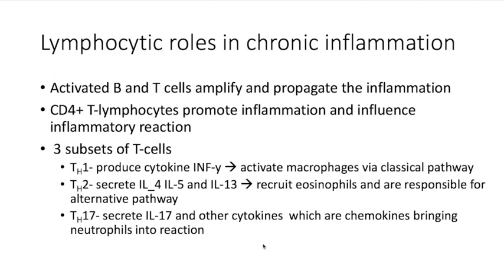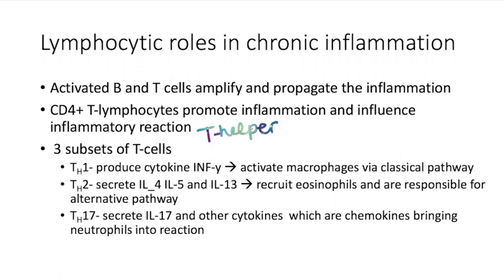Lymphocytic role in chronic inflammation. So we have activated B and T cells that amplify and propagate the inflammation. We're going to get into this next in adaptive immunity. Just be aware of this for chronic inflammation. So we have CD4 plus T lymphocytes. They promote inflammation and influence the inflammatory reaction. There's three subsets of T lymphocytes, and they are T helper 1 cells. So TH is T helper. That's what it stands for.